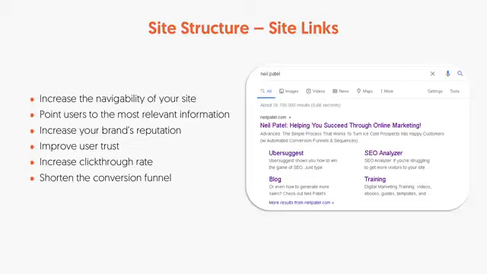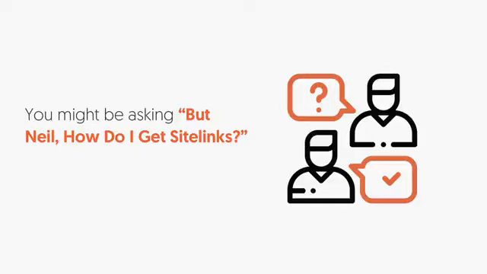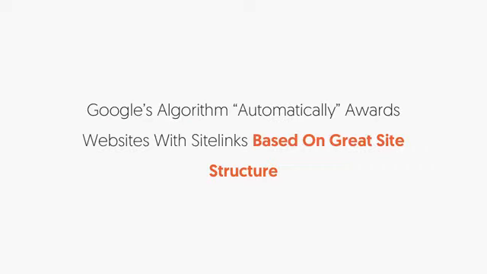And that has to do with A, site structure, and B, as your site grows in popularity, it naturally shows up as you're increasing click-through rate. And when you're saying, hey, how do I get these site links? Well, yeah, site structure, popularity, but you don't have to do anything with Google. If you follow everything I'm going to teach you in this lesson, it'll naturally happen. Google automatically rewards websites with site links based on great site architecture and, of course, popularity and high click-through rates.